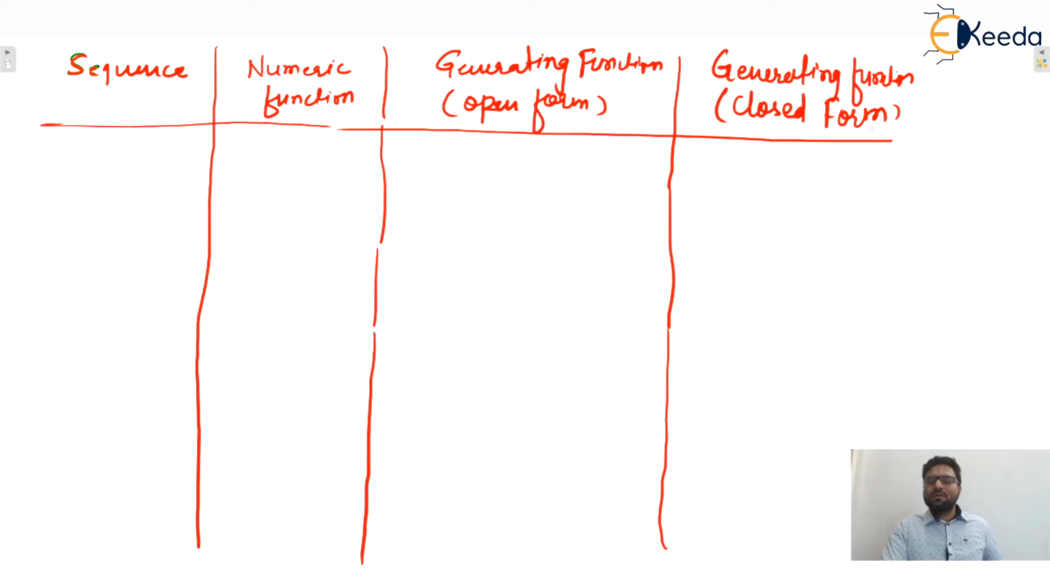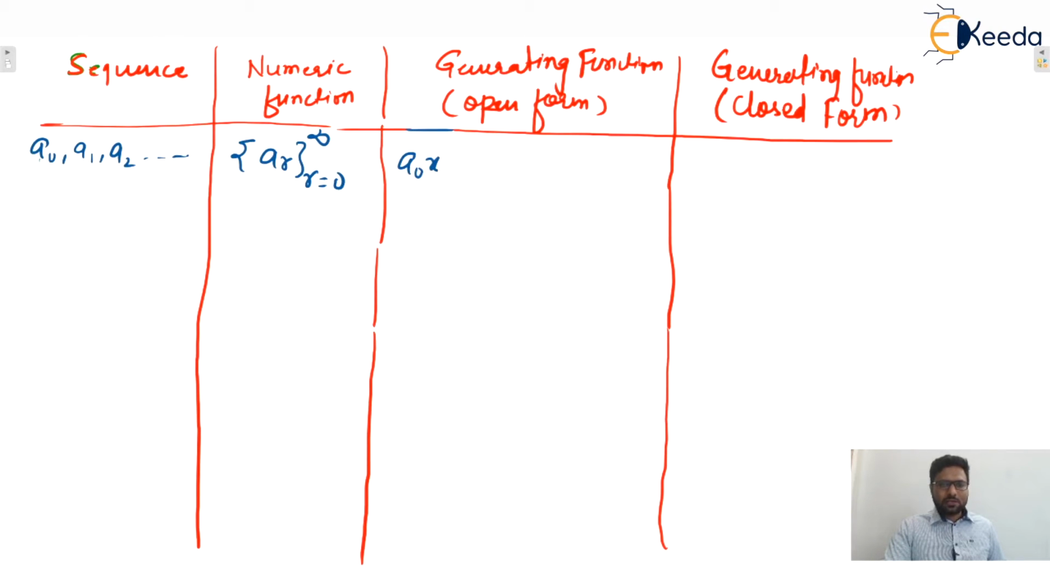Yes, these are some standard sequences and corresponding generating functions. Okay, so write down the first one. Let's say this is the sequence a naught, a1, a2, up to infinity, given to you. In numeric function we can write it like that, a_r where r is 0 to infinity. And in open form, what will the generating function be?